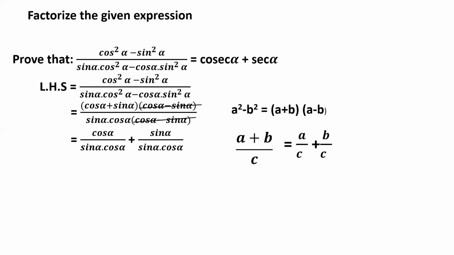Cos alpha plus sin alpha upon sin alpha times cos alpha. I just made it cos alpha upon the denominator, sin alpha times cos alpha, plus sin alpha upon sin alpha times cos alpha. Okay, I'm using the same technique here. Now I can cancel this and I can cancel sin alpha with sin alpha. So what do I get? 1 upon sin alpha plus 1 upon cos alpha. And we can use the direct formula. Look at the right hand side. We need here cosec alpha. 1 upon sin alpha is cosec alpha plus 1 upon cos alpha is sec alpha. That is equal to the RHS. And that's proved.